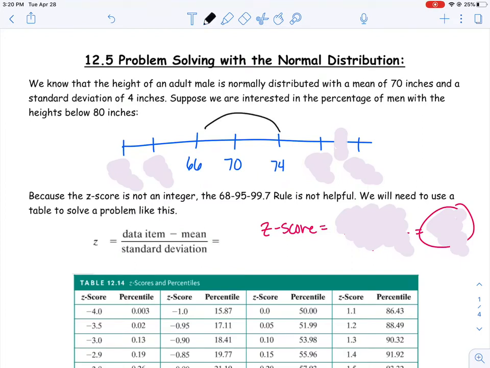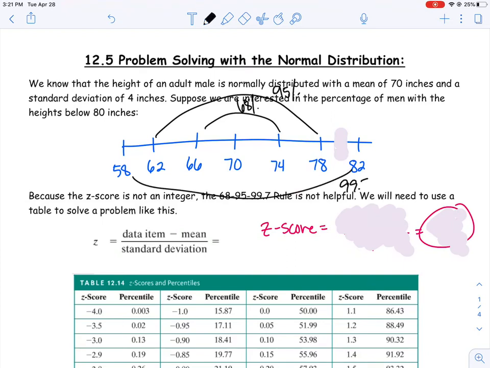We know from our 68, 95, 99.7 rule that 68% of men fall in this category. We can do it again for two standard deviations above or below by adding or subtracting another 4 inches, and we know that 95% of men fall in this category. And then if we go another standard deviation above or below, we know that 99.7% of men fall in this category.